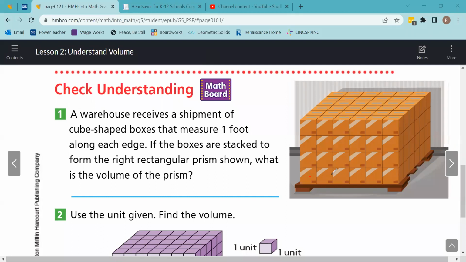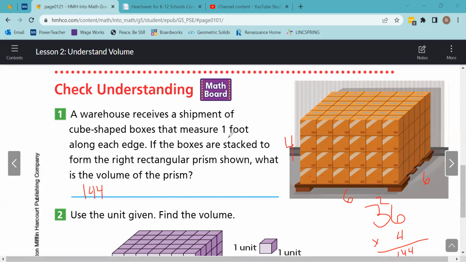So count across 1, 2, 3, 4, 5, 6. And I like to write my number there so I know what's going on. The height is 4 and the depth 1, 2, 3, 4, 5, 6. So we've got 6 times 6, which is 36. And 4 is the height, so take that times 4. 4 times 3 is 12 plus 2 and 14 in front. So it looks like we've got 144.